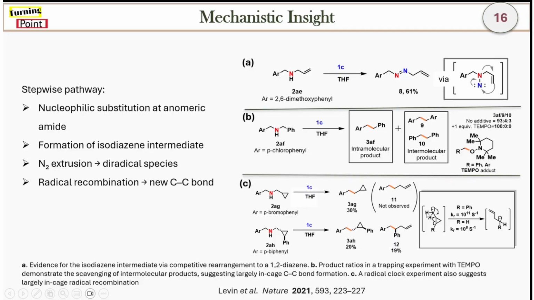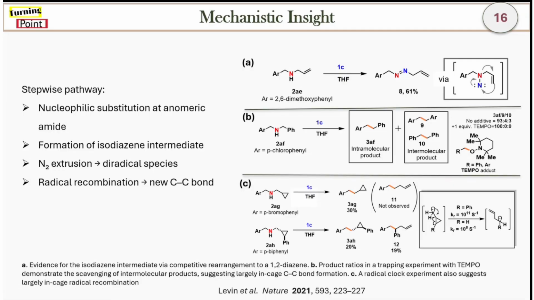And also the rate of ring opening is slow when there is no Ph, because here we can see that the rate in the case of Ph is 10 to the power 11, and when there is no Ph, the rate is only 10 to the power 8 per second. So from this experiment they concluded that it is really going through the radical intermediate.